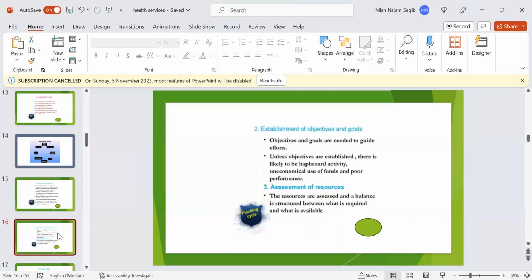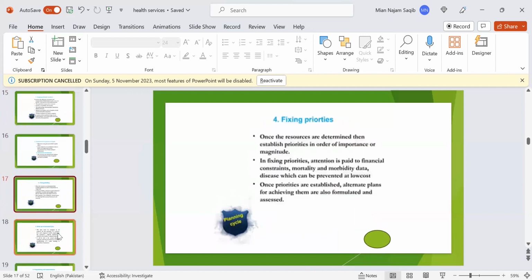Establishment of goals and objectives. Objectives and goals are needed to guide efforts. Unless objectives are established, there is likely to be haphazard activity like uneconomical use of funds and poor performance. Assessment of resources. Resources are assessed and a balance is structured between what is required and what is available. Fixing priorities. Once the resources are determined, then establish priorities in order of importance or magnitude.